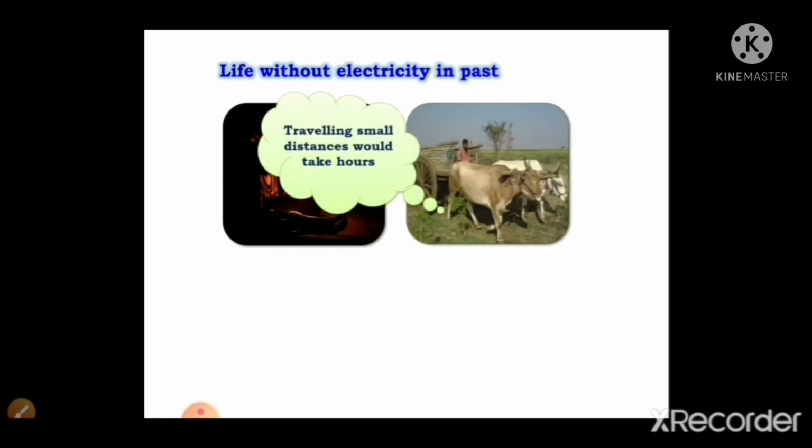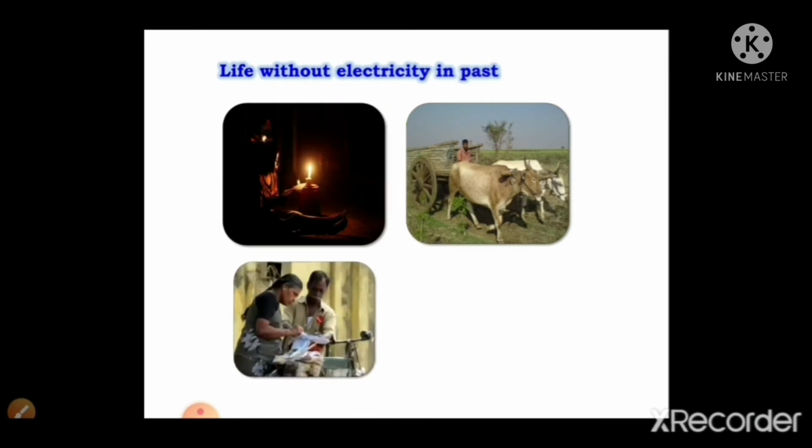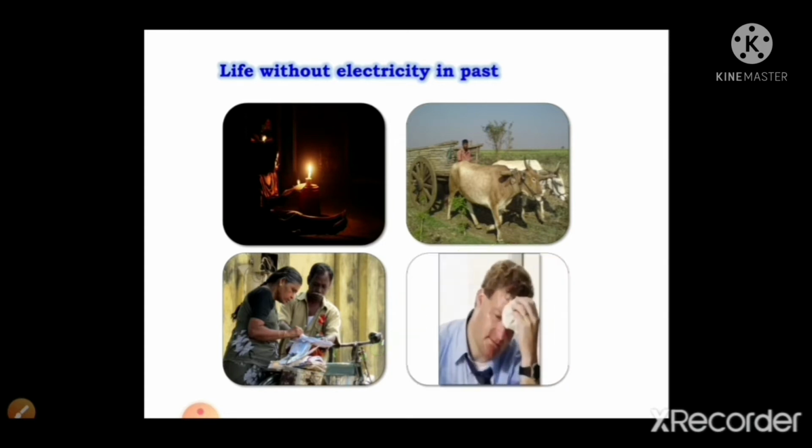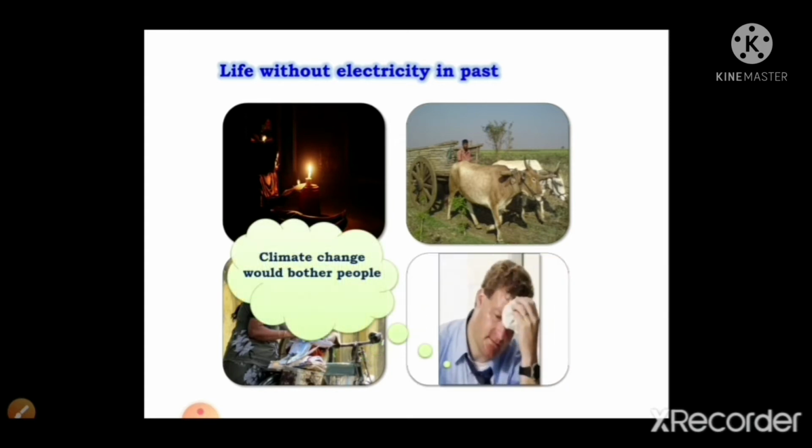Traveling a small distance would take hours. Going from one place to another took lots of time. Sending messages to your dear ones was also a big challenge, because there was no electricity, so you had to send the messages by post. Another difficulty was climate change. As the climate changes from rainy to winter to summer season, humans get disturbed and cannot control the climate, so a person feels distracted.